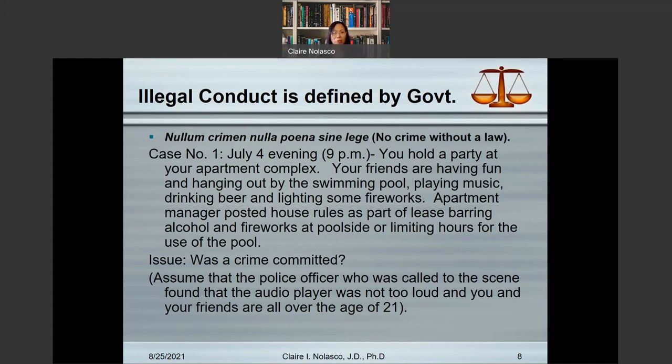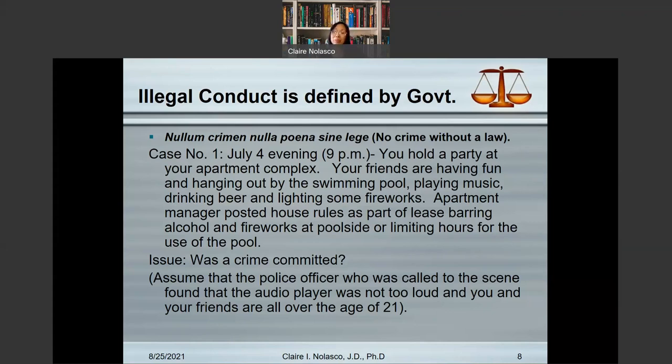I'll give you an example. On July 4th evening at around 9 p.m., you hold a party at your apartment complex. Let's assume the pandemic is already over so that you're holding a party. So your friends are having fun and hanging out by the swimming pool, playing music, drinking beer, and lighting some fireworks. The apartment manager posted house rules as part of the lease, barring alcohol and fireworks at poolside or limiting hours for the use of the pool. Was a crime committed? Okay, well, it depends, okay?